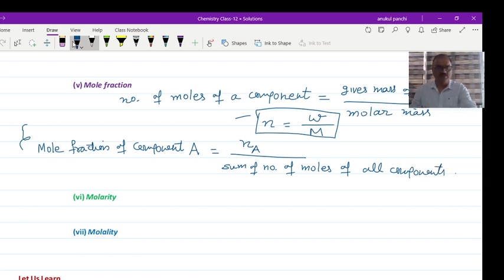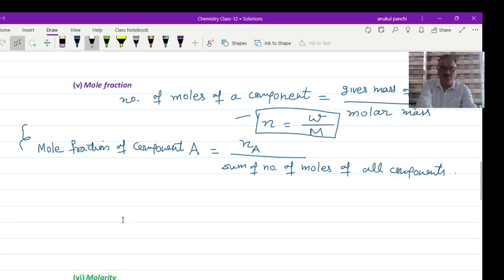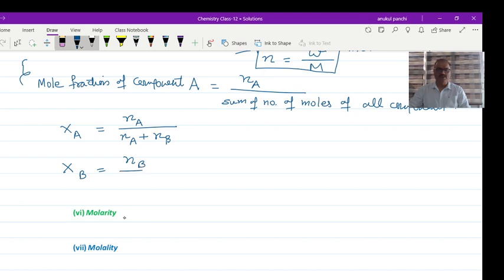For example, if we have a binary solution which has only two components, A and B, and mole fraction is represented by letter X. So X of A, that is mole fraction of A, will be number of moles of A divided by the sum of number of moles of A and B. Similarly, mole fraction of B will be equal to number of moles of component B upon sum of number of moles of both. If there are three components, you can do the same thing with C also.